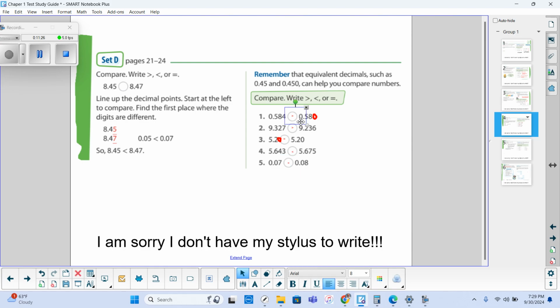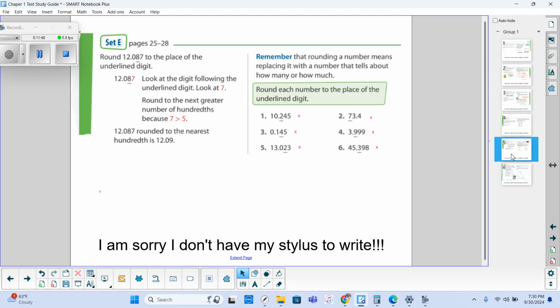All right, once again, I hope these were easy enough to see. Greater numbers here, greater numbers there. These two are equal. Greater number here, greater number there. Once again, I apologize for not having a stylus.